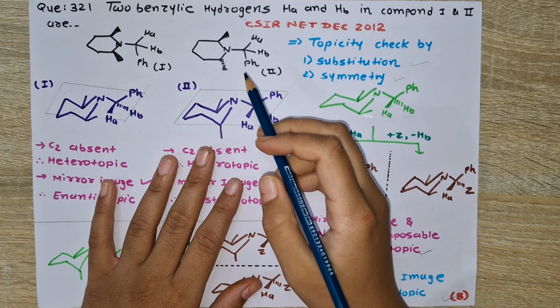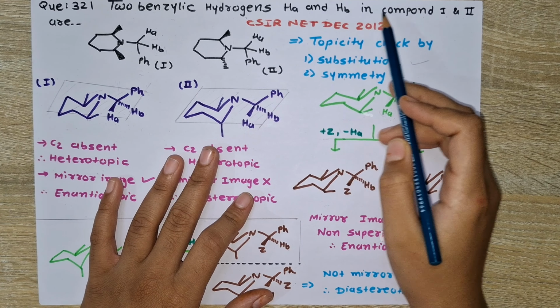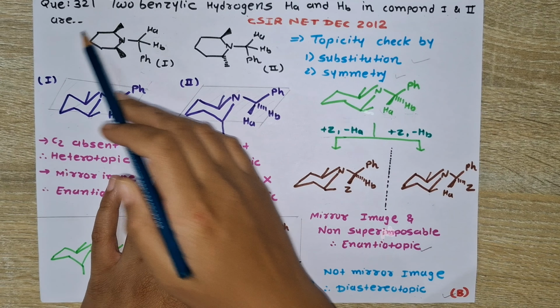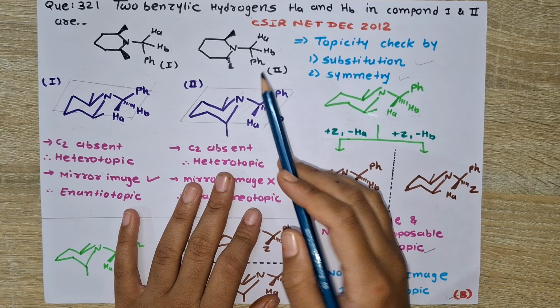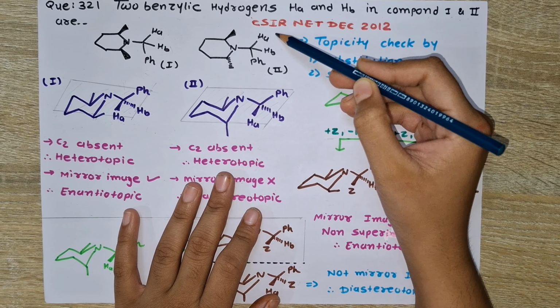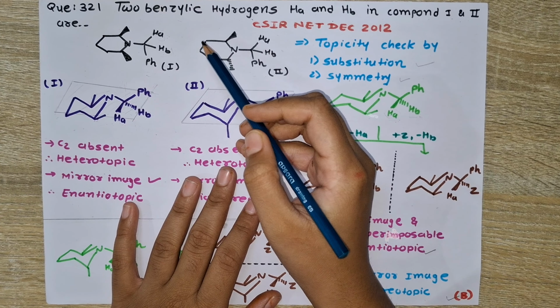Hello everyone, our today's question is: the two benzylic hydrogens Ha and Hb in compound 1 and 2 are... Here we have compound 1 and compound 2. This is Ha and Hb. These Ha and Hb are homomorphic ligands.